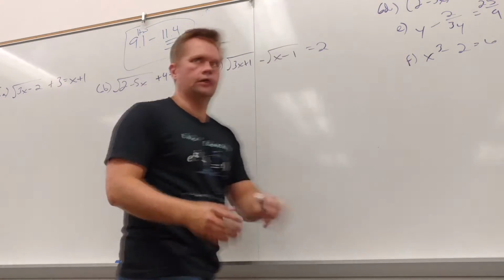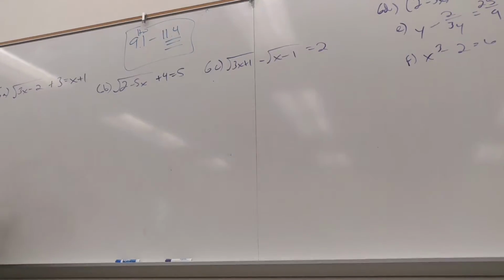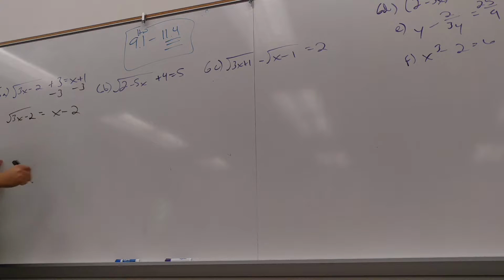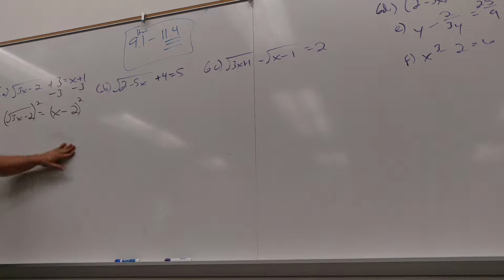Alright guys, let's take a look at these. So I think everybody's got the basic idea with this kind of problem. You get the radical by itself. A lot of us are making the most common mistake, which is when you square both sides, you're getting x squared plus 4, stuff like that. But I really want this to make sense. I know I say that a lot.